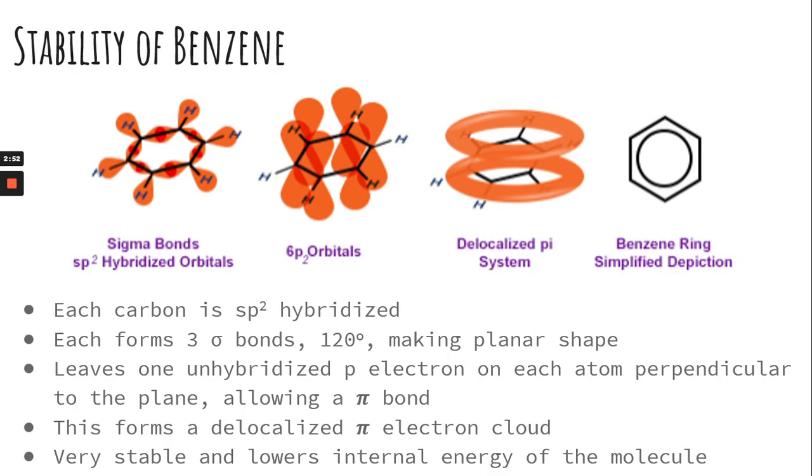So benzene is very stable, and it's those resonance structures that make it stable. It has sp2 hybridization, so you have overlapping of the p orbitals, and you also have parallel orbitals forming that double bond. So there's 3 sigma bonds. It's 120 degrees, so it's trigonal planar in shape. That perpendicular bond that's creating that double bond is called the pi bond. The electrons are delocalized. It's very stable. It has low internal energy of the molecule.